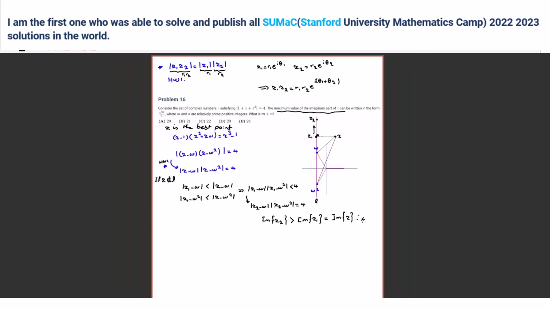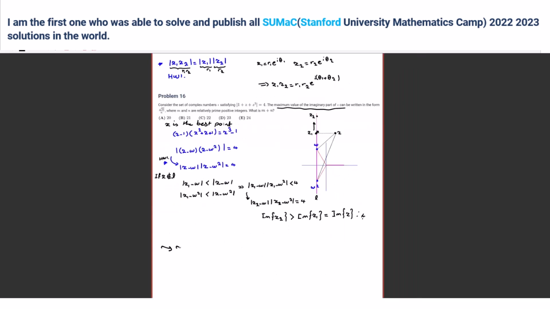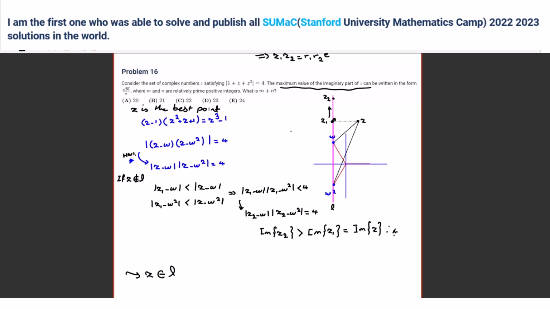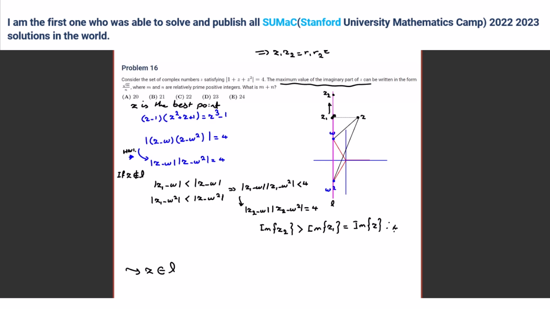Now we can say that because we reach a contradiction, Z belongs to L, right? Z lies on this line. Want to try the rest on your own? Yeah, I'll try. Want a hint? Yes. Okay, sure. So look, do you agree Z belongs to L? And this point is what? It is a real value.